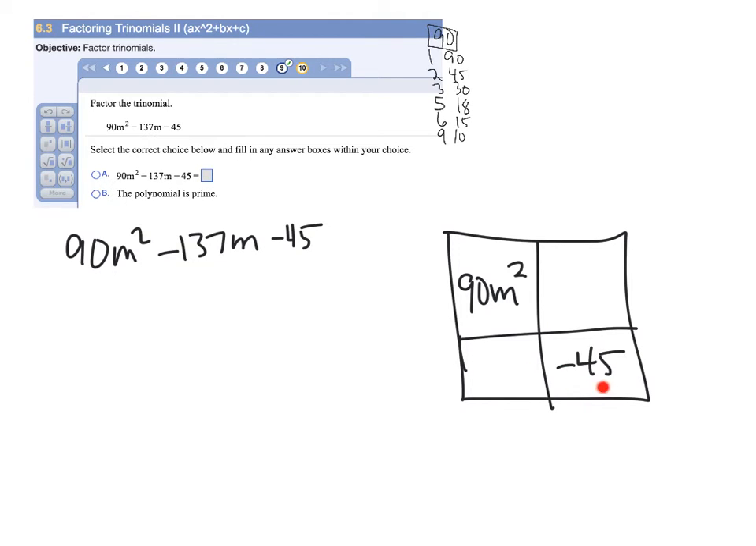Let's do our choices for 45. Well, what are our choices for 45? Well, 45 can be 1 times 45. You could do 3 times 15. You could do 5 times 9. And there you go, there's our choices for 45. So we've got a lot of guesses that we're going to have to run through.